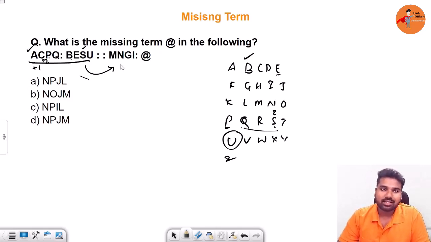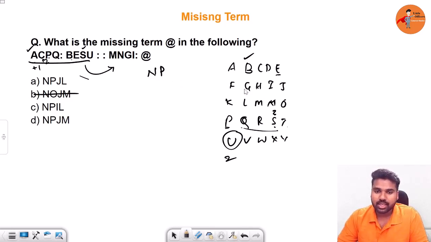So let us apply the same logic. M, that means you have to go one place ahead. What is the one place ahead? That is N. So the first letter of the missing term should be N. Then N, now you have to go 2 places: 1, 2. So NP. So in the third place, it is still NP.